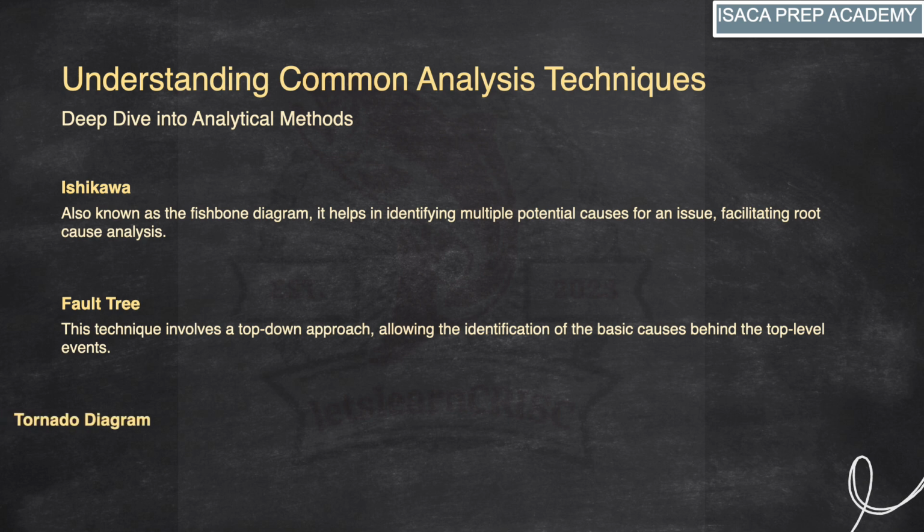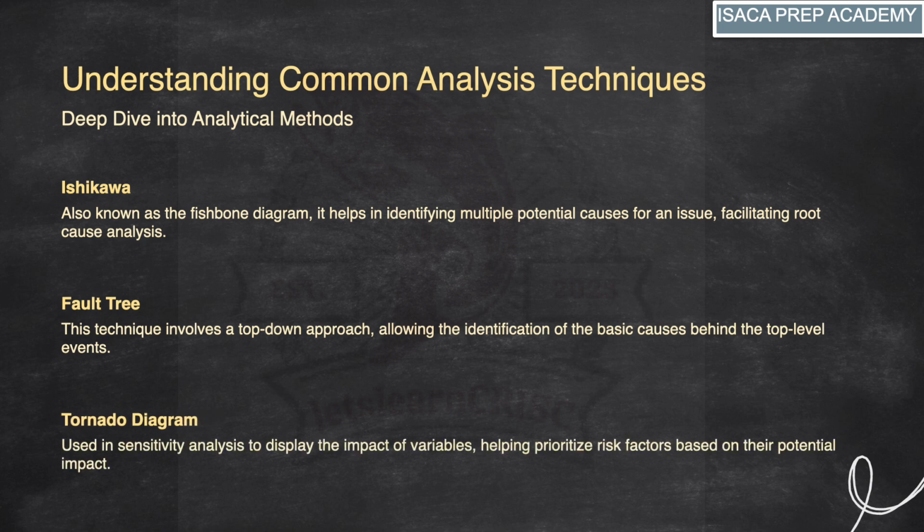Moving next we'll understand about the tornado diagram. Friends, the tornado diagram is a tool used in sensitivity analysis to show the impact of different variables on a particular outcome. It helps in prioritizing risk factors by displaying them in a visual way based on their potential impact. Friends, as we have discussed, imagine a tornado spinning with the different risk factors attached to it. The longer the risk factor sticks out, the greater its impact on the outcome.